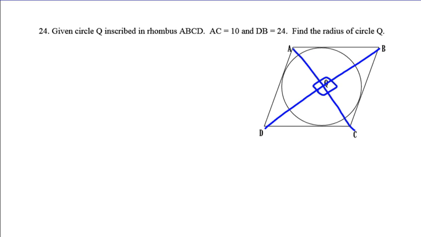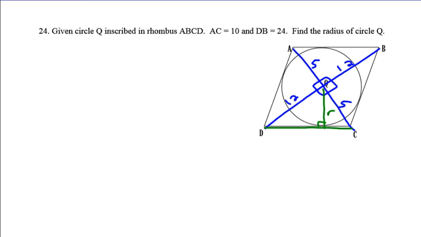So if AC is 10, that means that each of these are 5. If BD is 24, each of these are 12. There are 2 methods to do this. And by 2, I mean there are lots of methods. I find these 2 to be the best. The first is we're going to draw the radius there, perpendicular to the tangent line. We need to find this. Regardless of which method we're doing, we need to find that.